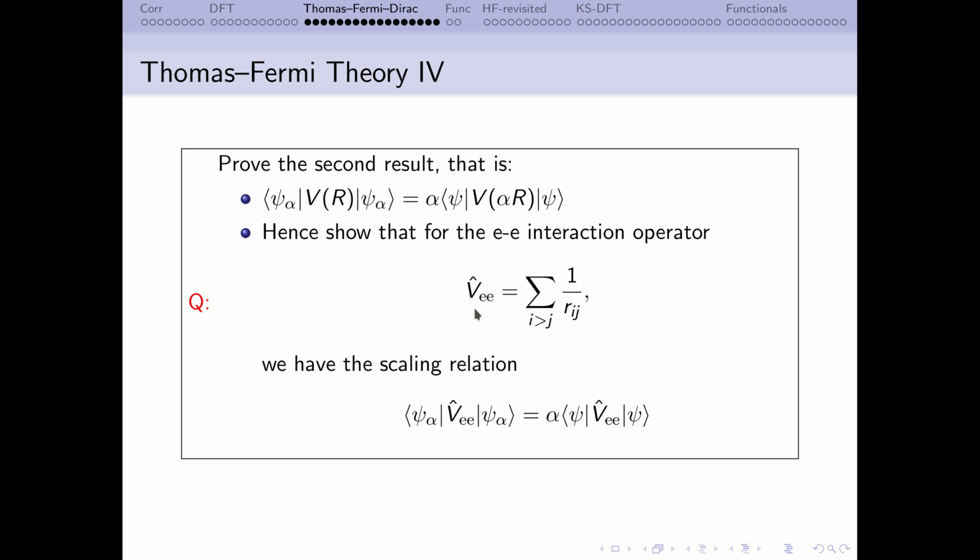In the same way, you can show the second result. And you can also show that for the electron-electron operator, which is given by this repulsive interaction of the electron-electron coordinates, you get a result like this, that psi alpha of the electron-electron operator, psi alpha, is equal to alpha times psi.